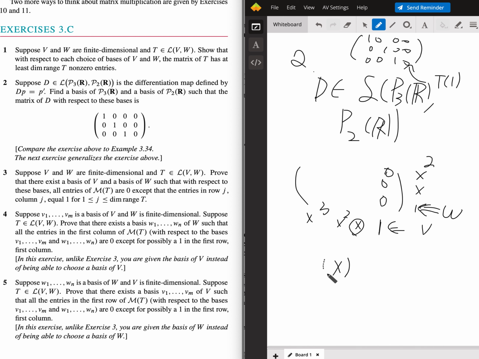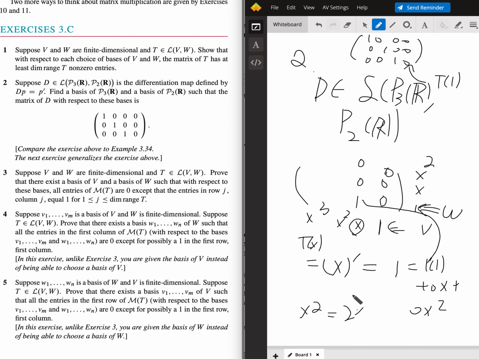So if you take a derivative of x, which is a linear transformation, then what you get is 1, right? And 1 is 1 times 1 plus 0 times x plus 0 times x squared. So what you do is you take those coefficients and reverse engineer out the column, what the column should be. The same thing you can do is x squared is 2x, so you get 0, 2, 0, and then the same thing was this.